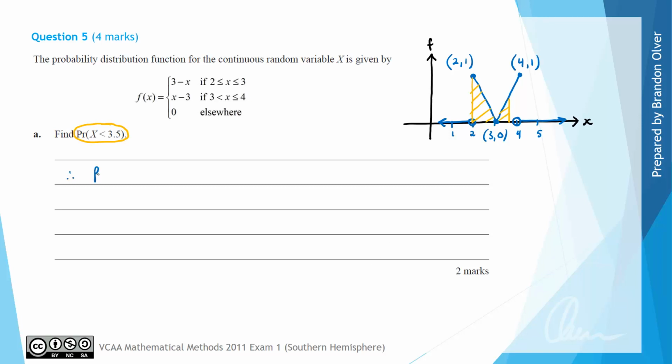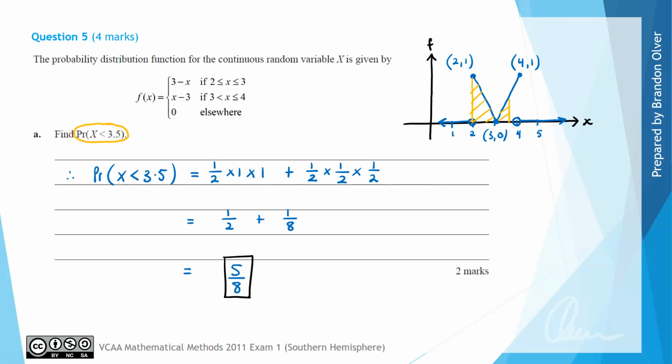So therefore the probability that we're asked to calculate, and that is x is less than 3.5, is going to equal the area of the first triangle, which is a half, times its base length of 1 times its height of 1. And then we add on to that a half times the base length of the second triangle, which is simply a half because it goes between 3 and 3.5. And then its height is also a half. So that is going to equal 1/2 plus 1 on 8. And that is going to equal 5 on 8. So that is the answer to part A of this question.